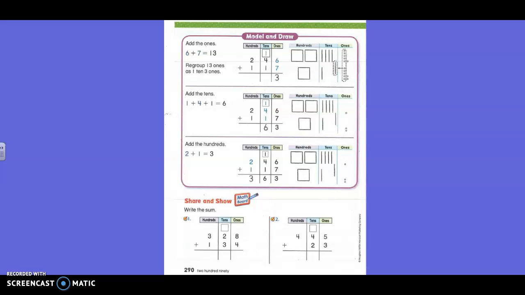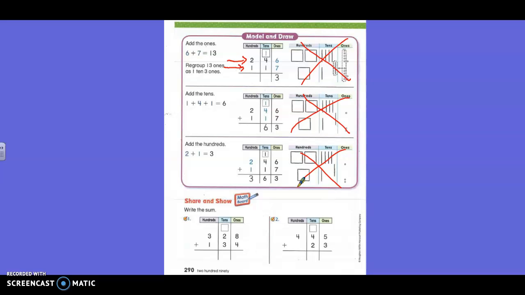Okay. They want you to add 246 plus 117. Do you see that right here? 246 and 117. Boys and girls, cross these off. That'll work. Okay? We are only going to do the stacking and adding.